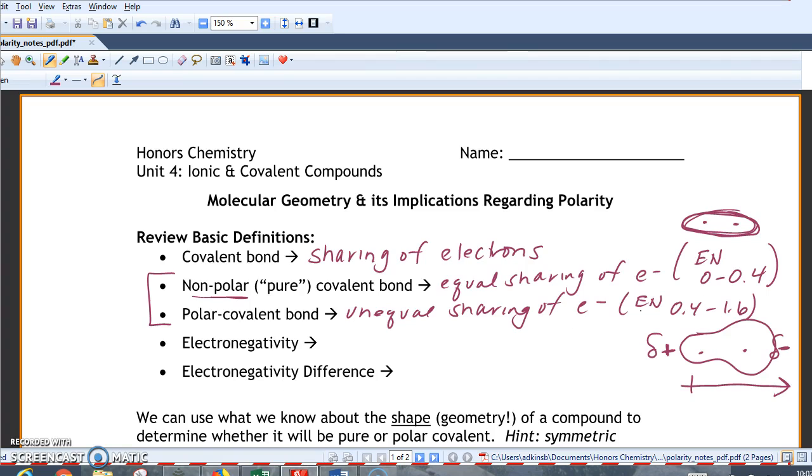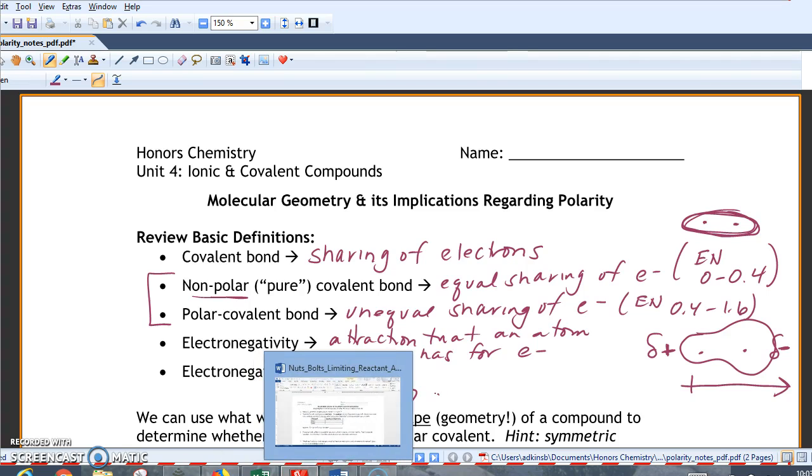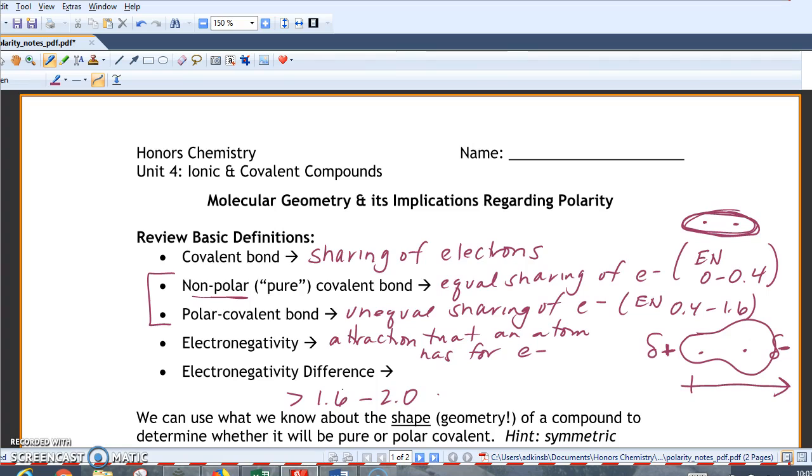All right, so then we have these two terms that we've been using already. Electronegativity is the attraction that an atom has for electrons. And the electronegativity difference is when you look up the values on the table and subtract big from small, and then you use that to classify the type of bond. Remember, if you get an electronegativity difference greater than 1.6 to 2.0, you check to see if it has a metal in it. If it does have a metal, then it's ionic. If it's all nonmetals, then that would be considered polar covalent. And if it's greater than 2.0, then that's an ionic bond.